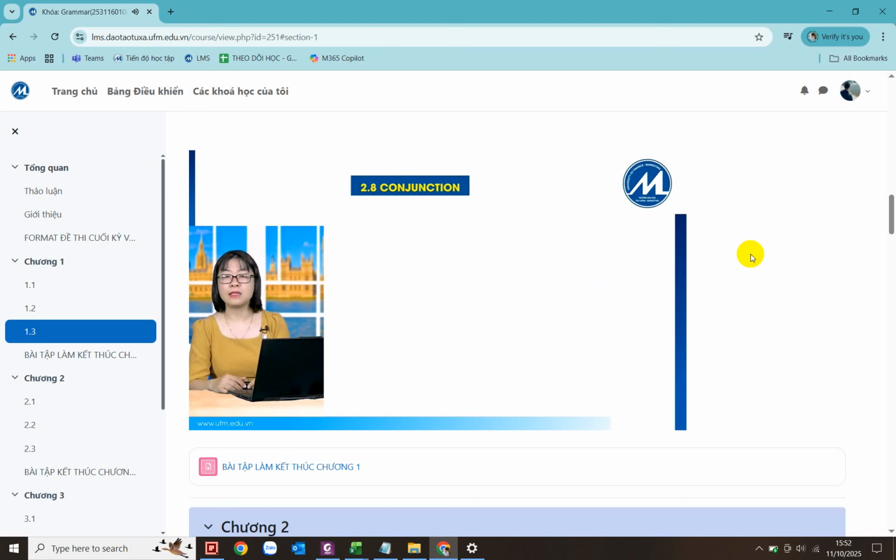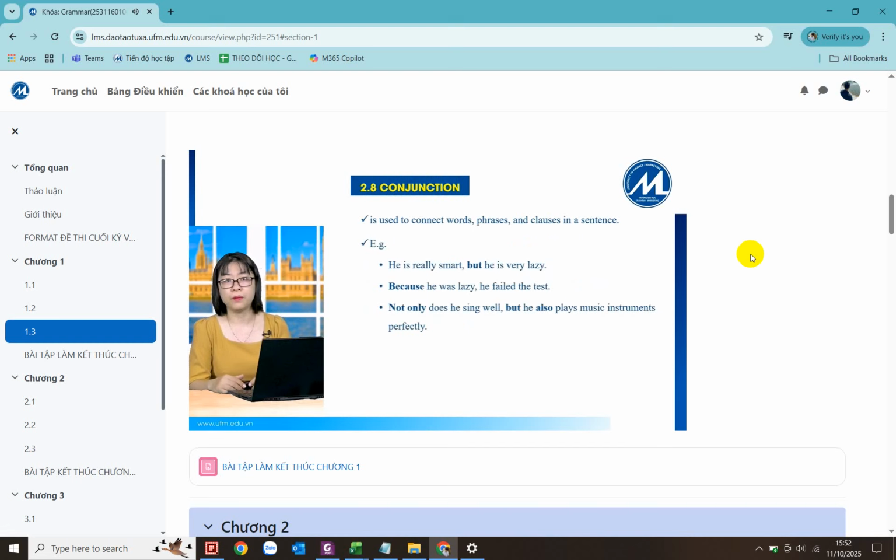Next, a third word group that appears in more complicated sentence structures is conjunction. Conjunction is used to connect words, phrases, and clauses in a sentence. For example, he is really smart, but he's very lazy. In this sentence, the conjunction but is connecting the clause he is really smart with the clause he is very lazy. Because he was lazy, he failed the test. In this sentence, the conjunction because is connecting the reason he was lazy and the result he failed the test.